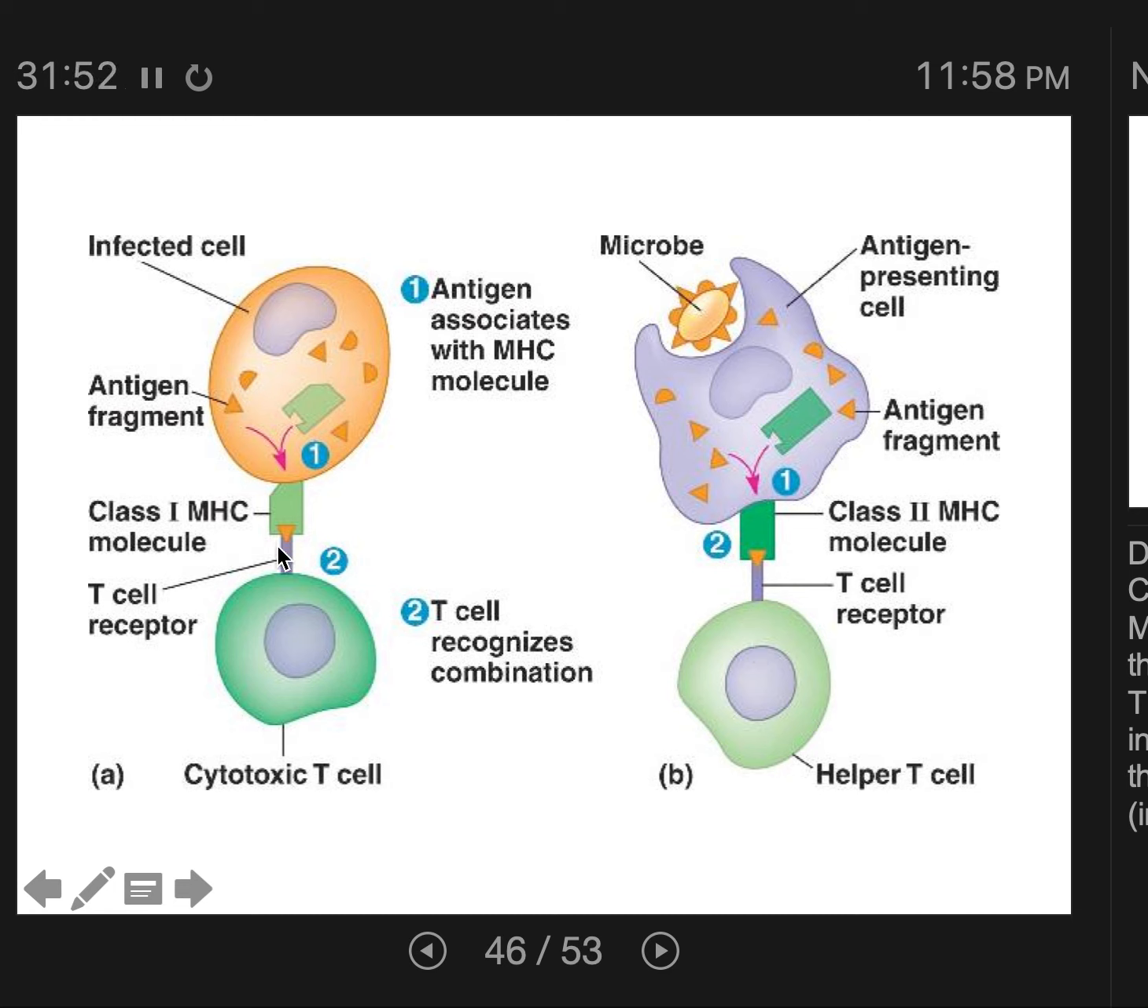Cytotoxic lymphocytes communicate with MHC class 1s, which all cells have. Helper T cells communicate with MHC class 2s, which only antigen presenting cells have.